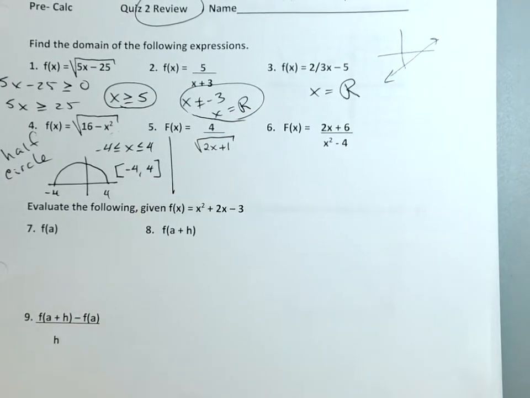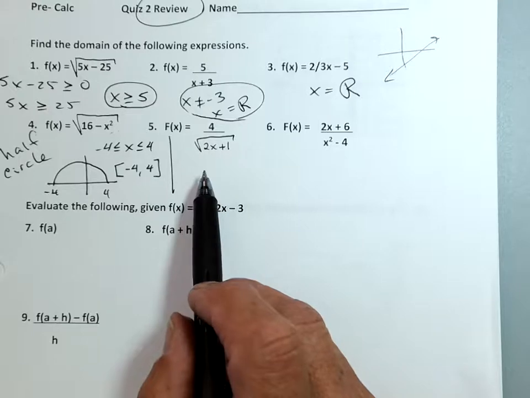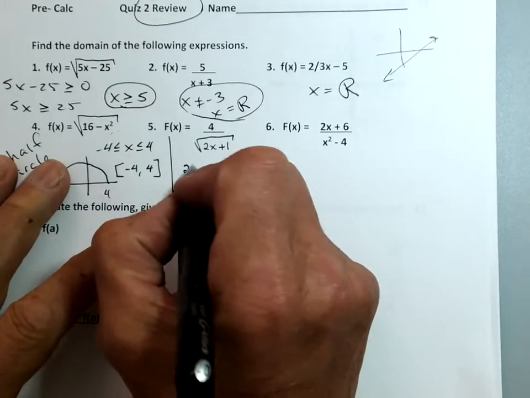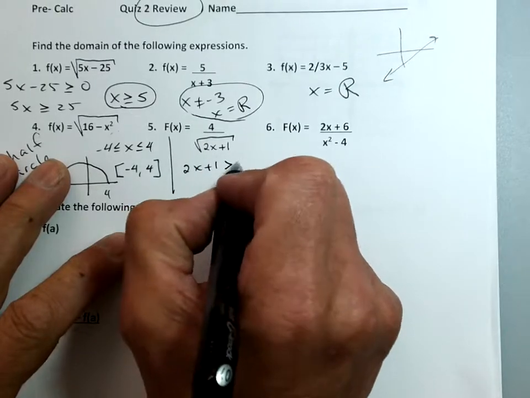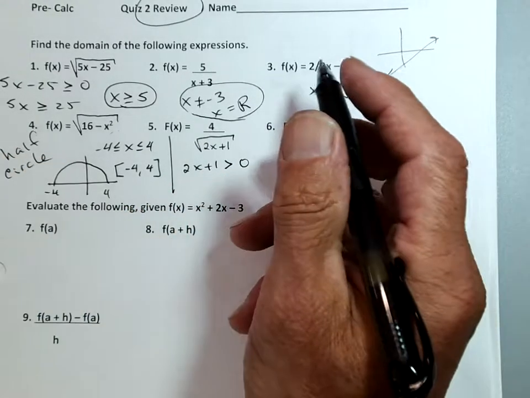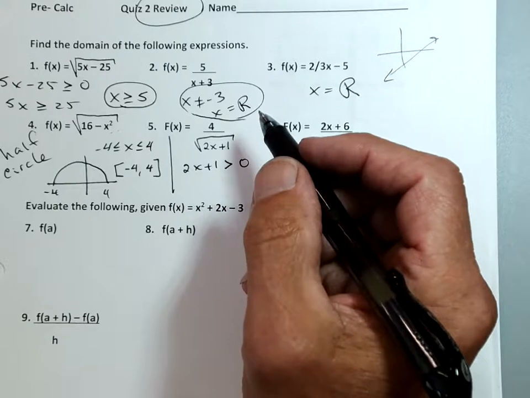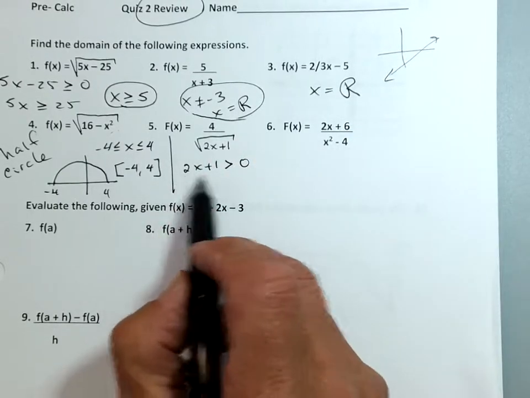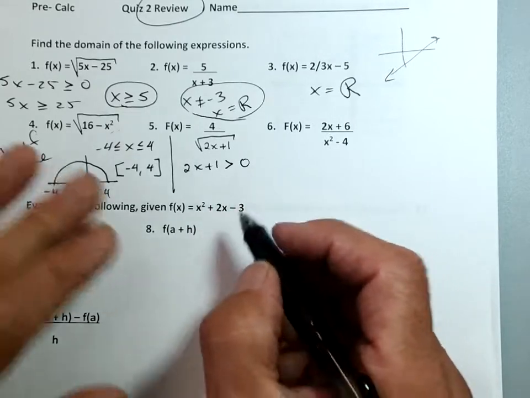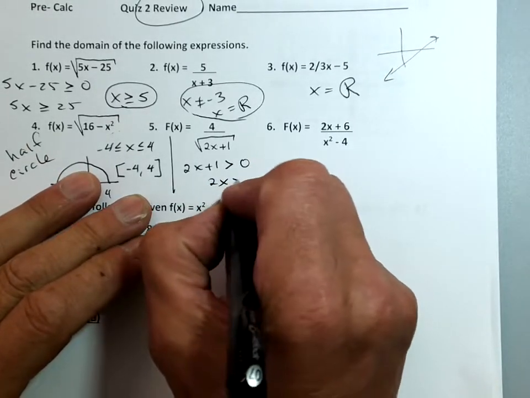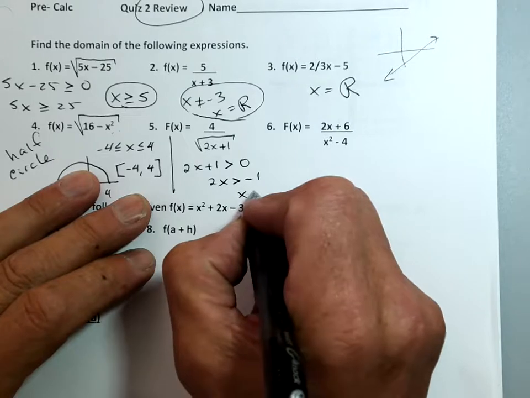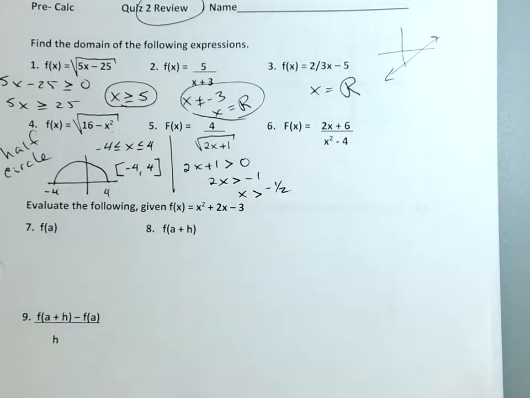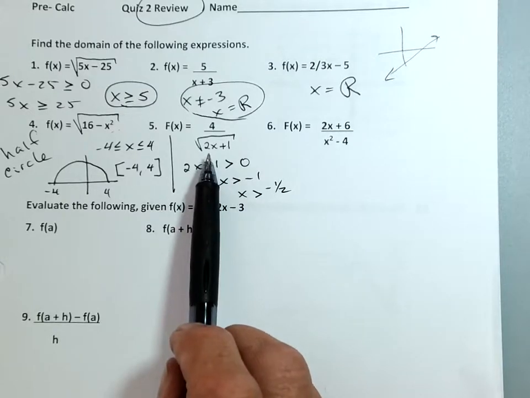Okay, 5. I can't divide by 0, and it can't be negative. So I'm going to say 2x plus 1 is greater than 0. It can't be equal to 0, because we can't divide by 0, and it's got to be positive. So I start with 2x plus 1 has to be greater than 0, and I'll solve. Minus 1, divide by 2, x has to be greater than negative 1/2. If I plug in any value bigger than negative 1/2, I'll be okay.